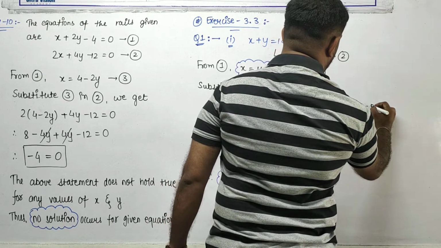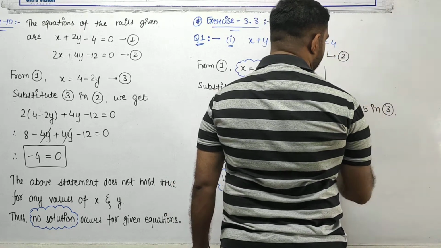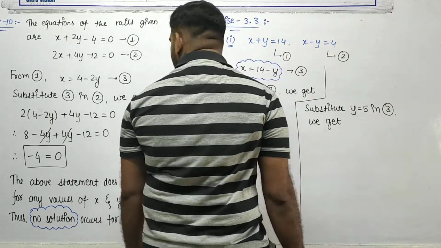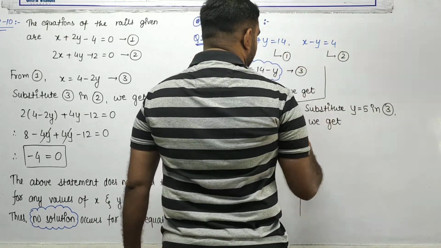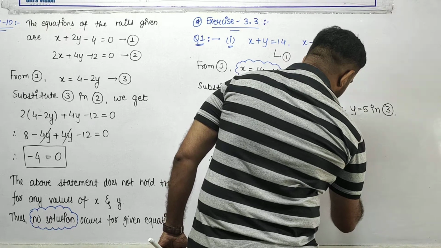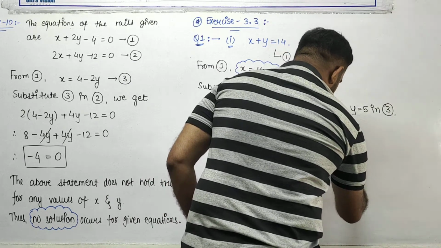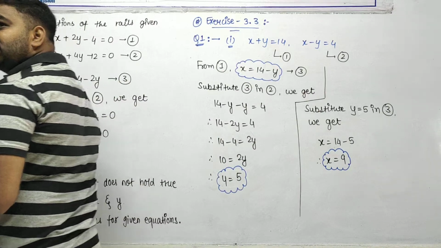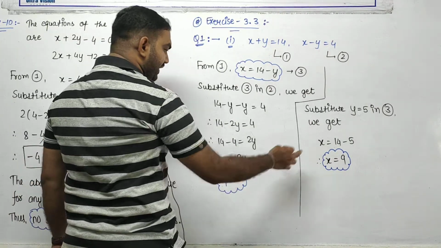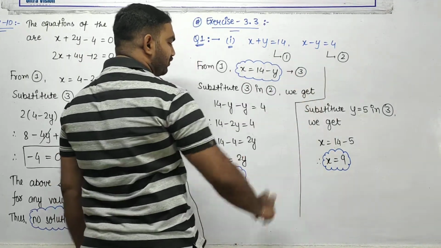Substitute y equals 5 in result 3. What shall we get? x is equal to 40 minus 5, which is x equals 35. So here we have x value and y value. Now we check with the equations. x plus y, 9 plus 5, 14. x minus y, 9 minus 5, 4.